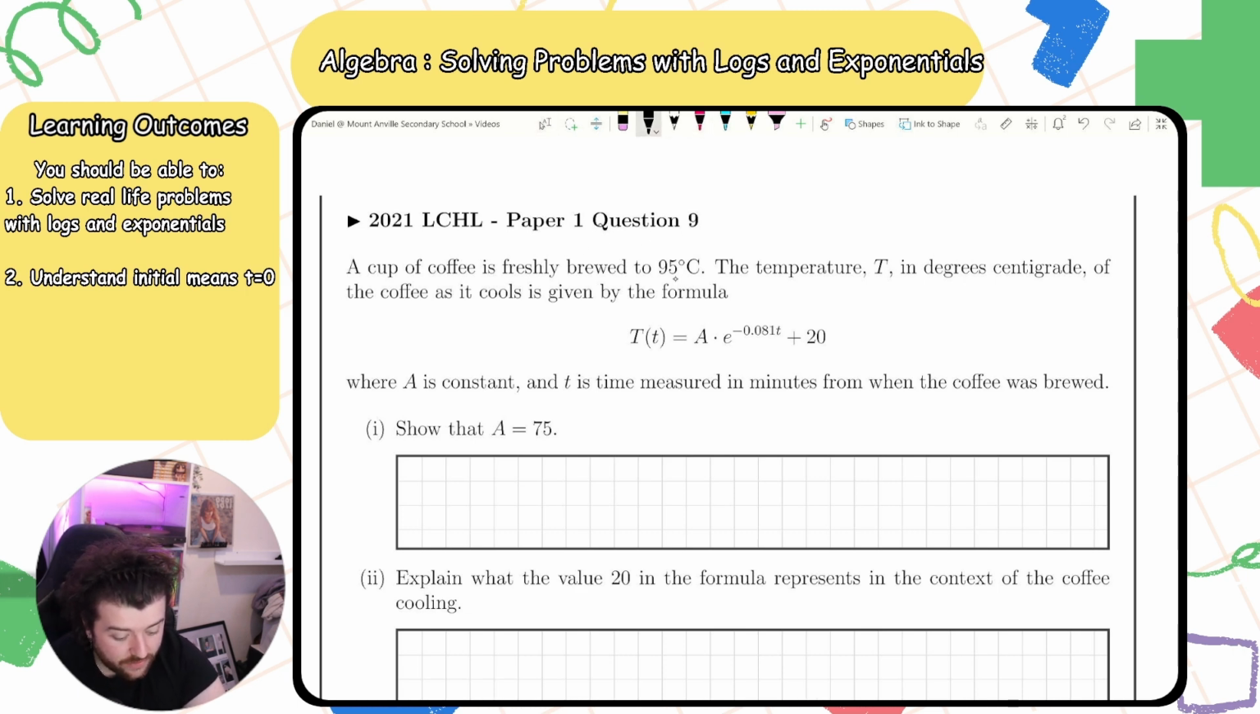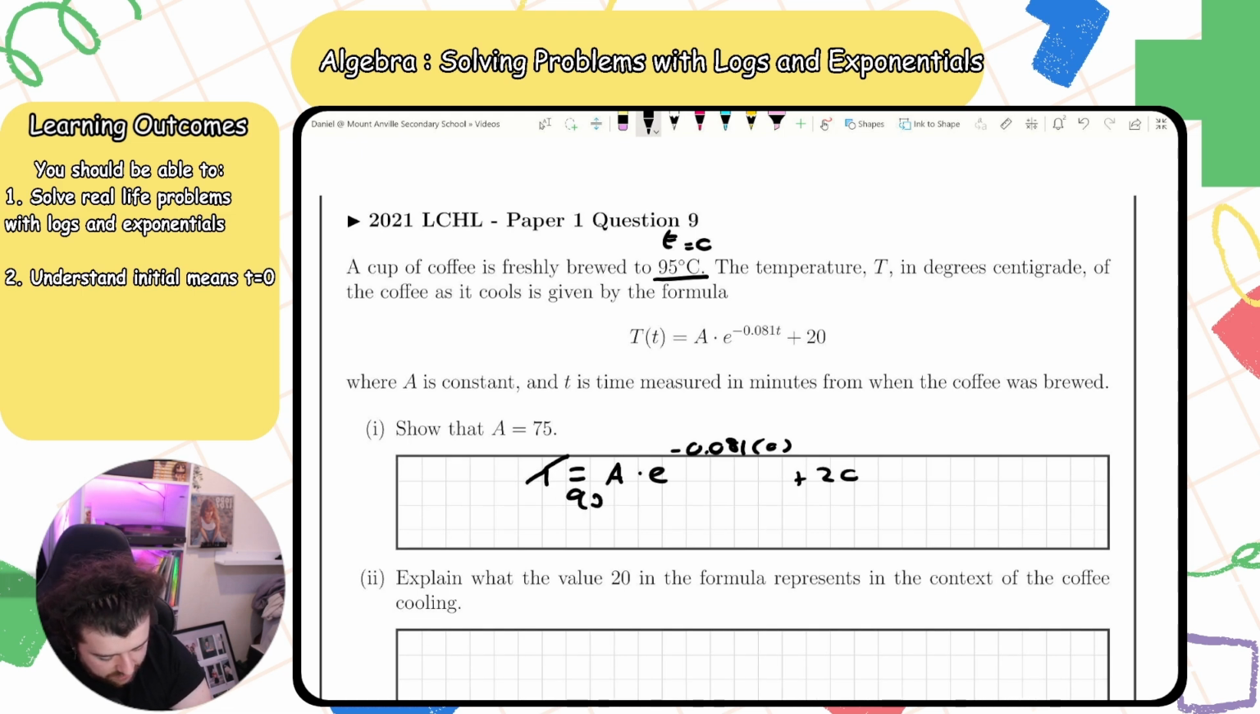So when it's freshly brewed, it's 95 degrees, i.e. its initial time is 0, so t is equal to 0. So the temperature at time 0 is A times e to the power of minus 0.081 times 0, plus 20. So 95 equals A times e to the power 0, plus 20. 75 is going to be equal to A, because anything to the power 0 is 1. A times 1 is A, plus 20. Bring over the 20, you get 75.